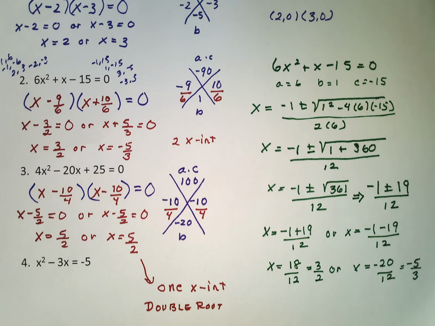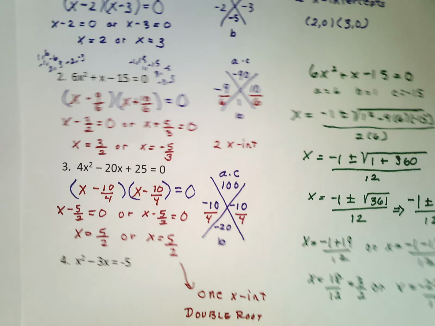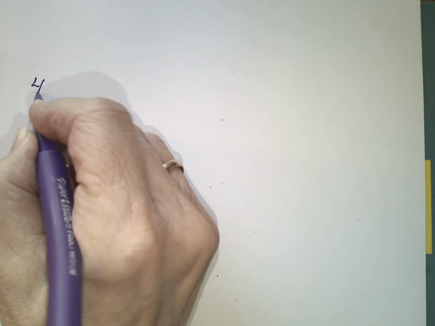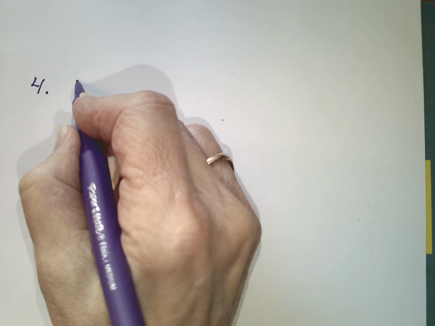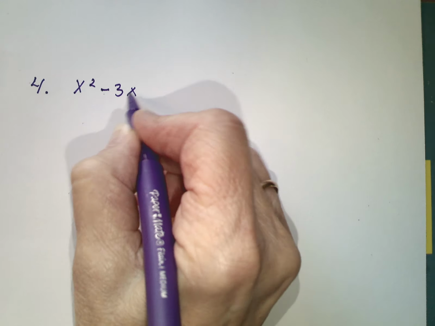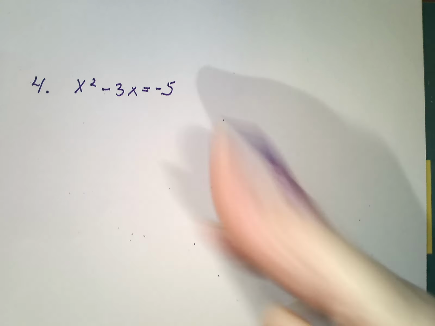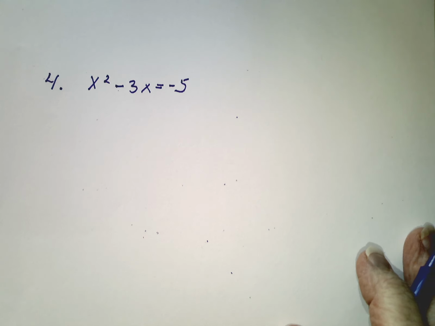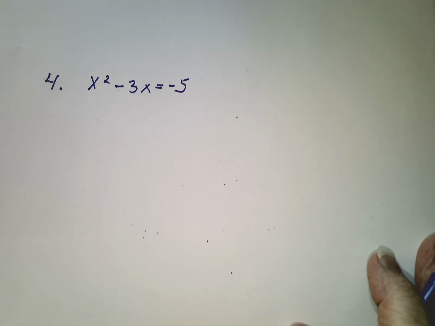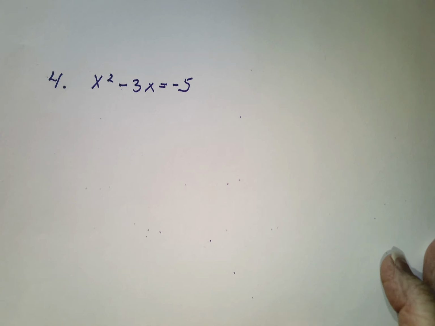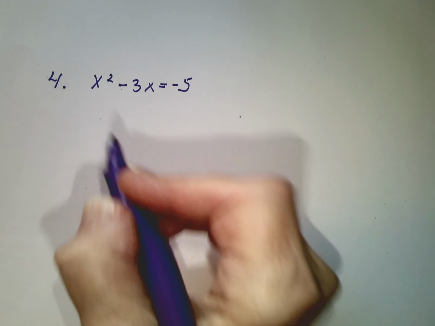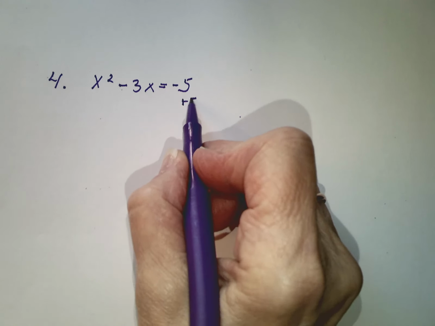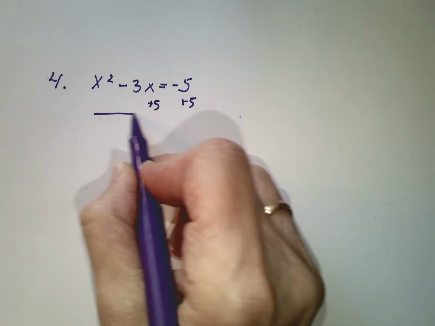And I haven't left enough room here for number 4. So I'm going to do number 4 on a separate piece of paper. Except that number 4 isn't ready for us to solve. Because if we solve a quadratic equation, we're trying to find the x-intercepts, which means the equation has to equal 0. We have to make this equation equal 0. Well, we can do that. Just add a 5 onto both sides.